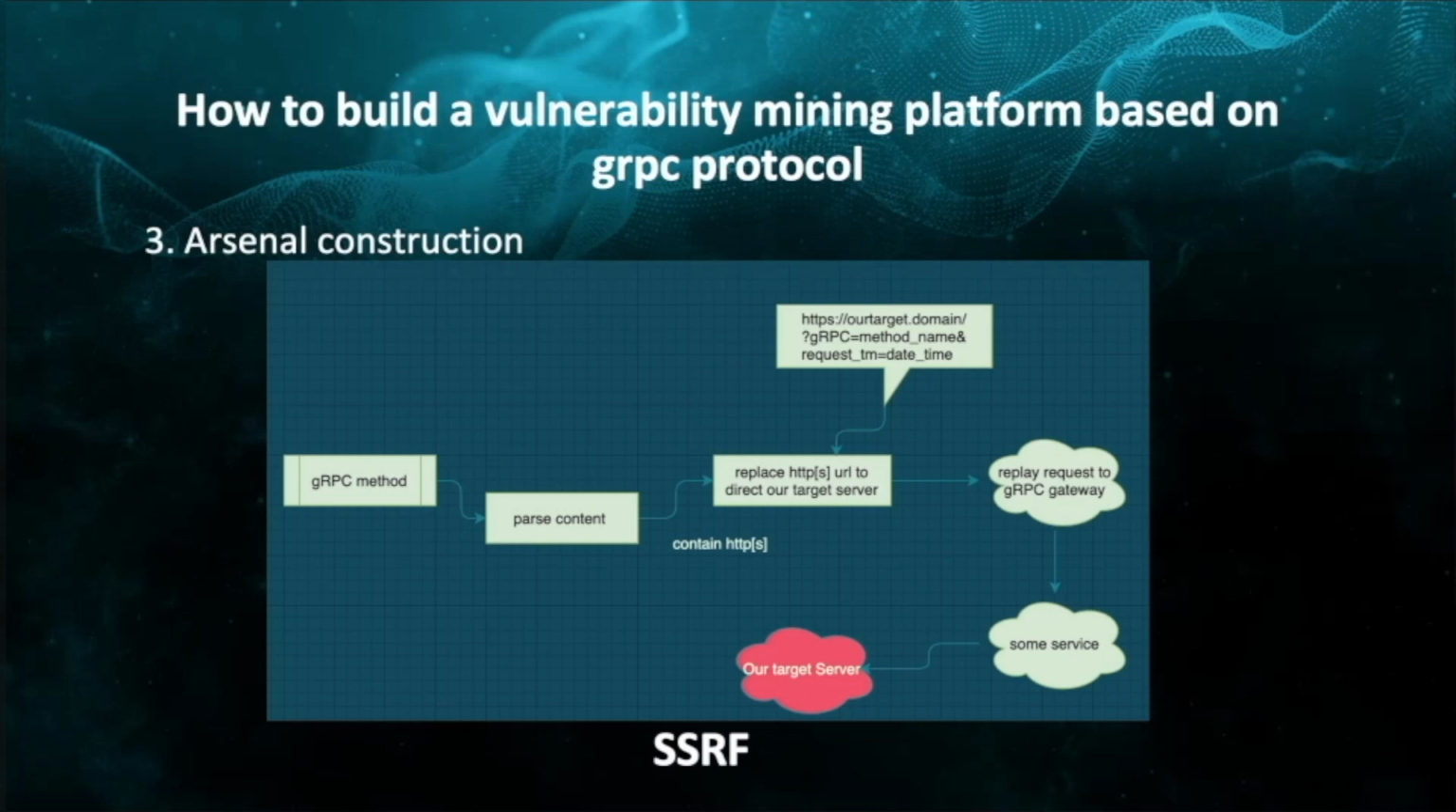Next, we need to analyze the value in each gRPC request to determine whether a field looks like an HTTP URL. If it exists, traverse each value containing an HTTP or HTTPS string and replace it with the domain name or IP corresponding to our web server. And then you only need to wait for the web server to receive a notification after replay.